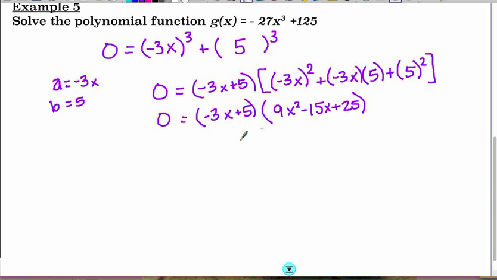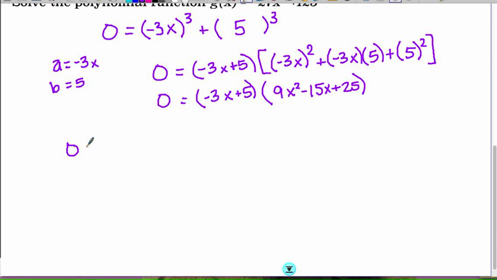So now I've got my two factors. I need to set both of these equal to 0 to actually solve the polynomial. So I've got 0 equals negative 3x plus 5. If I added 3x to both sides, I would have 3x equals 5, or x equals 5/3. So there's one of my roots. It's 5/3, 0.